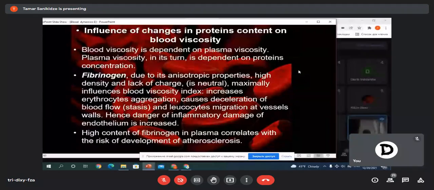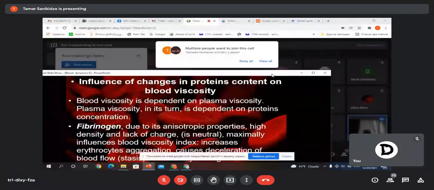There are different proteins in the blood plasma.